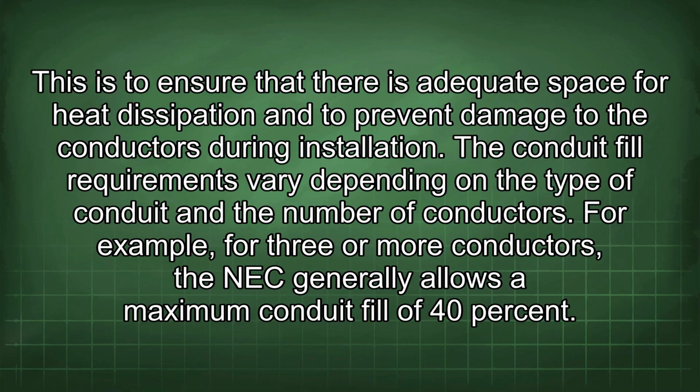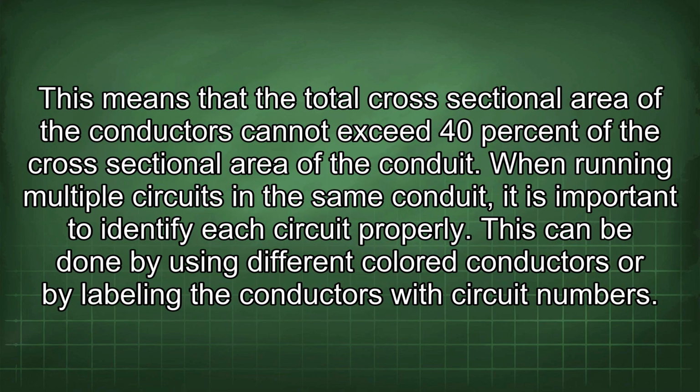For example, for 3 or more conductors, the NEC generally allows a maximum conduit fill of 40%. This means that the total cross-sectional area of the conductors cannot exceed 40% of the cross-sectional area of the conduit. When running multiple circuits in the same conduit, it is important to identify each circuit properly.